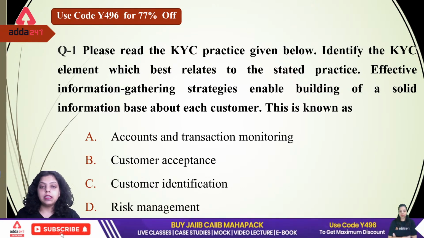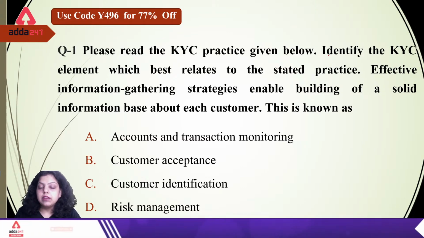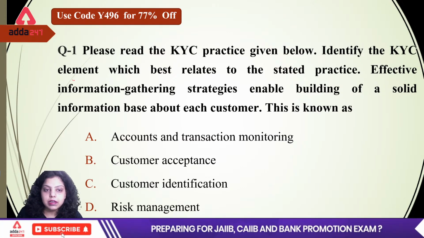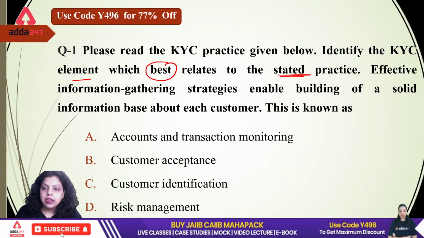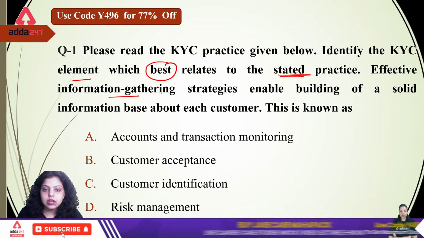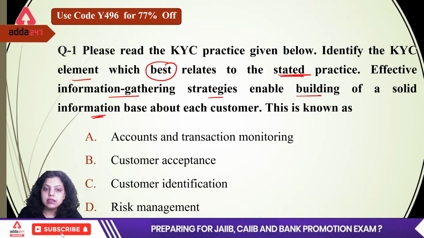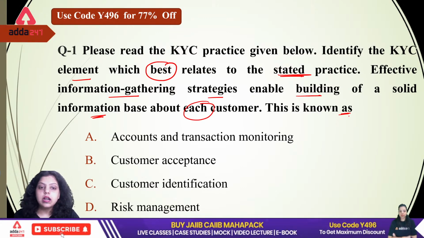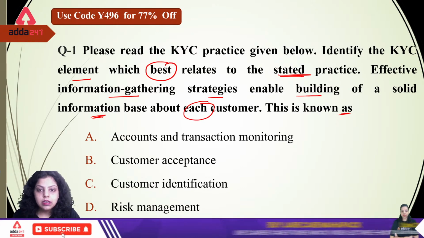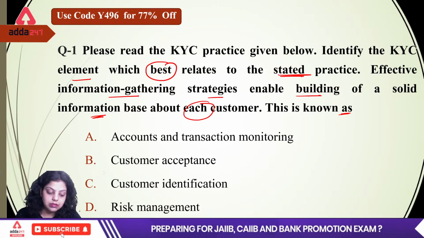The first question says: please read the KYC practice given below and identify the KYC element which best relates to the stated practice. The practice is: effective information gathering strategies enable building of a solid information base about each customer. A, this is known as accounts and transactions monitoring. Second is customer acceptance. Third is customer identification. Fourth is risk management.